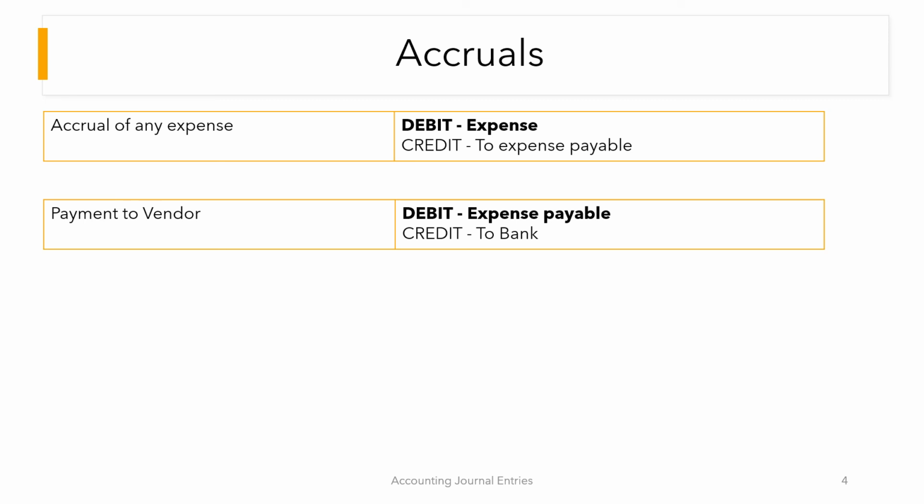Payment to vendor, it would be debit expense payable and credit to bank.